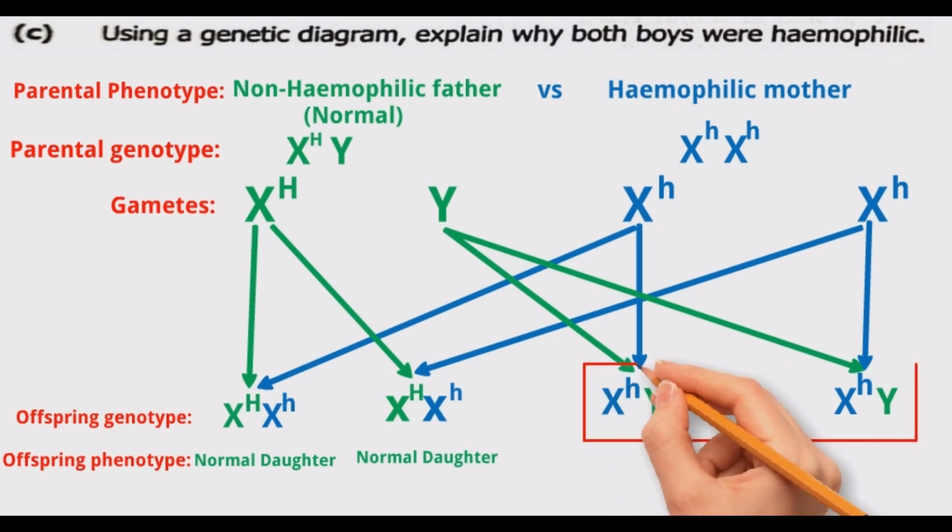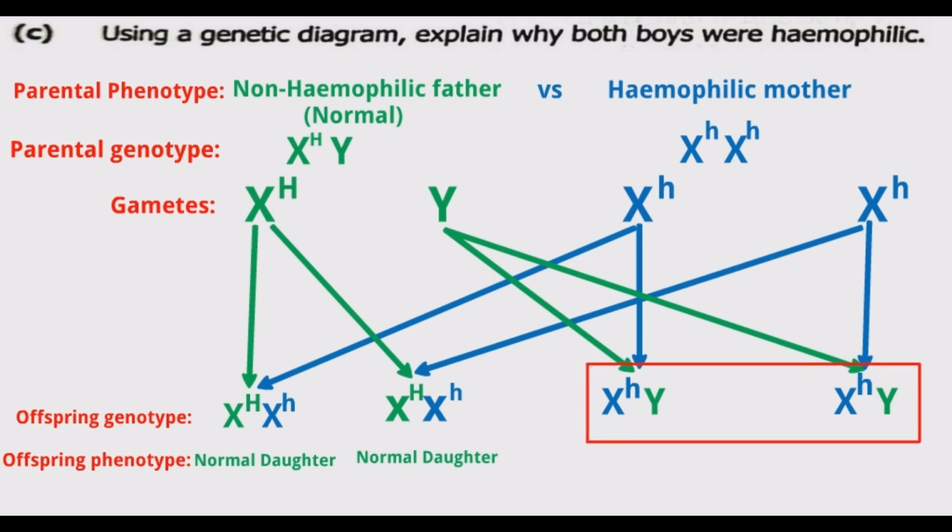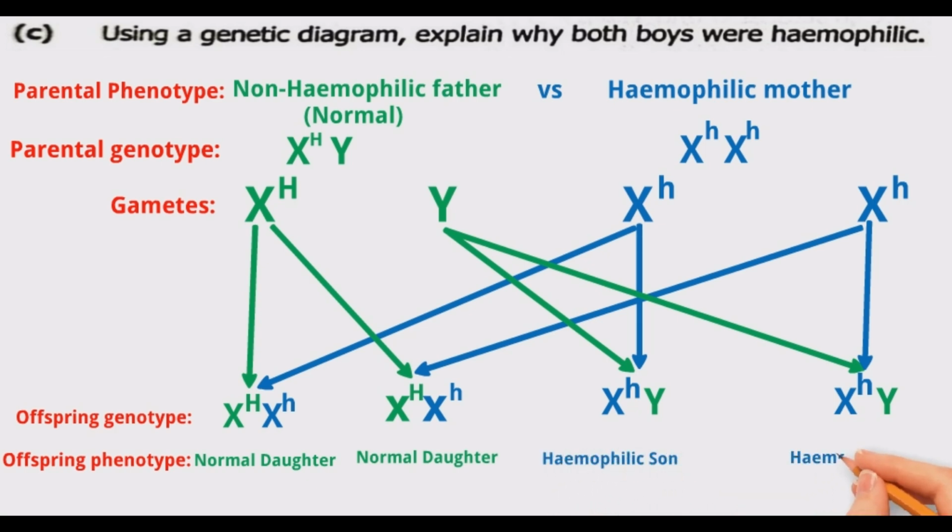Now we come to these last two where we have got XY, meaning these are sons, they are boys. The last two are boys. So we can see that they have got Xh, which is X with the small letter h, and Y. So these have a condition. These are hemophilic sons. As you can see, the genotype of these two sons is the same. So they are both hemophilic sons. They have a medical condition like their mother.